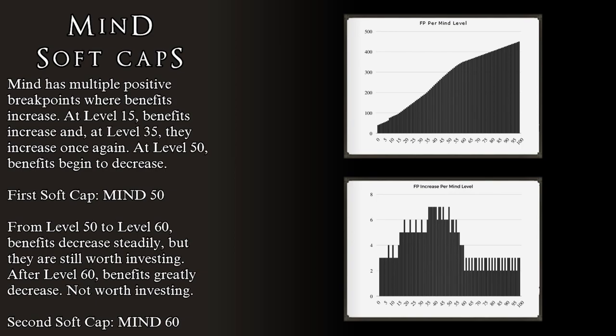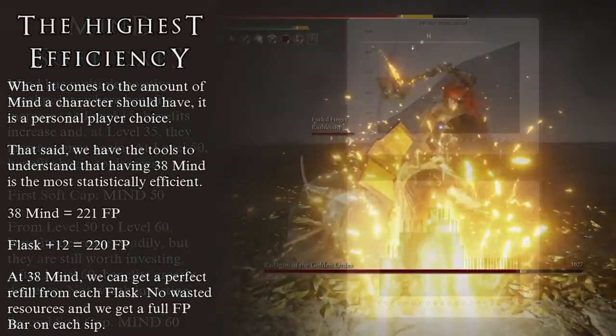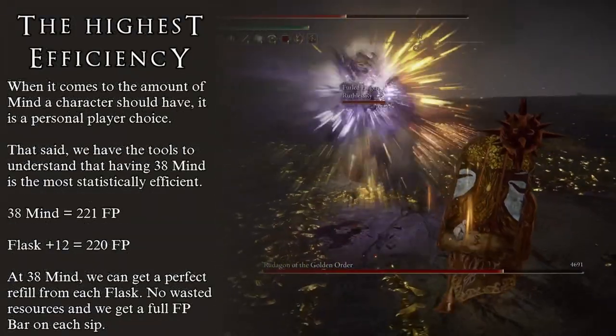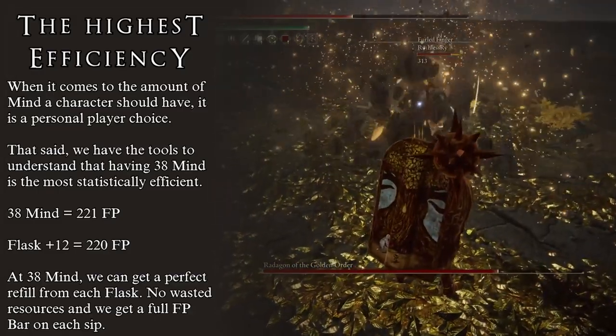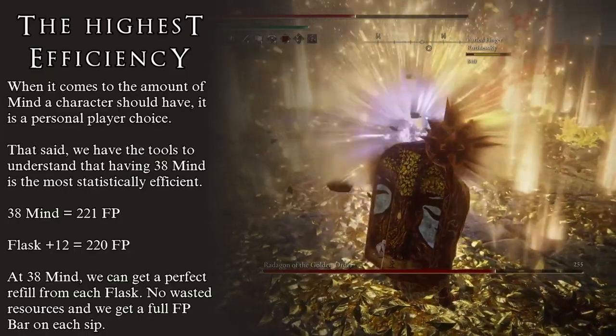Now, please understand that I am not saying that you should always level up mind to 60 on every single character. That is not the case. What I am saying is that if your mind is under level 60, you will get a good return on every single level that you choose to invest in it. Taking into consideration how generous mind is at giving FP, the question now really does beg itself. How much should you level up your mind?